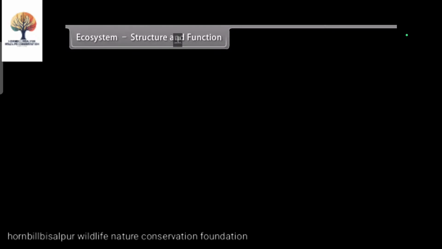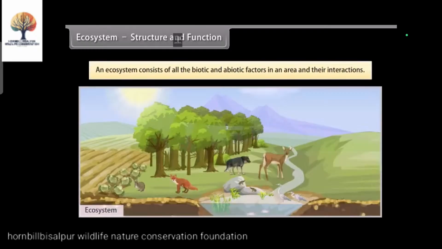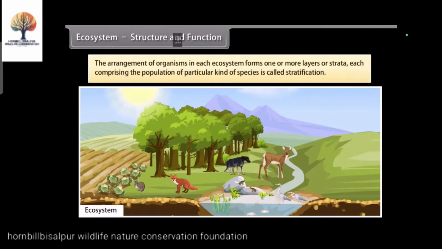Ecosystem, structure and function. An ecosystem consists of all the biotic and abiotic factors in an area and their interactions. The arrangement of organisms in each ecosystem forms one or more layers or strata, each comprising the population of particular kind of species, is called stratification.